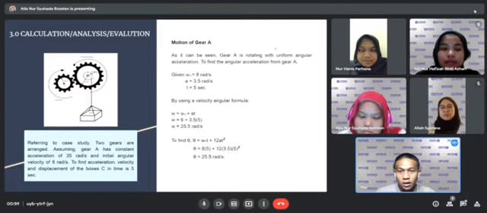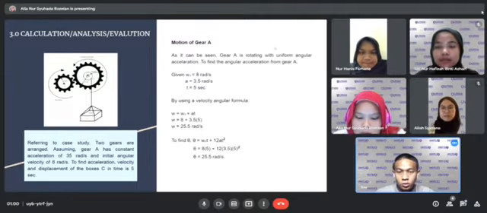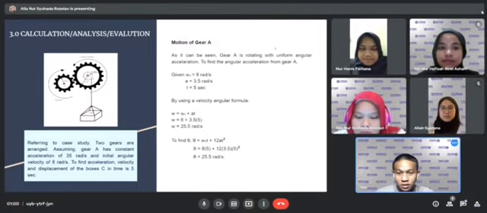Motion of gear A. As can be seen, gear A is rotating with uniform angular acceleration. To find the angular velocity of gear A, given initial angular velocity equal to 8 rad per second, acceleration equal to 3.5 rad per second squared, and time is 5 seconds, by using the angular velocity formula, initial angular velocity plus acceleration times time, we get 8 plus 3.5 times 5, which is 25.5 rad per second.